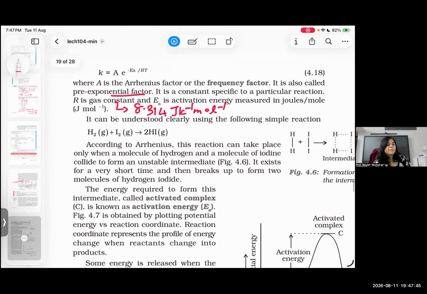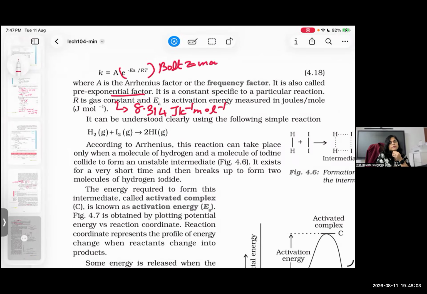The total e^(-Ea/RT) is what we call the Boltzmann factor. This is the fraction of molecules having energy greater than or equal to Ea, that is, the activation energy.